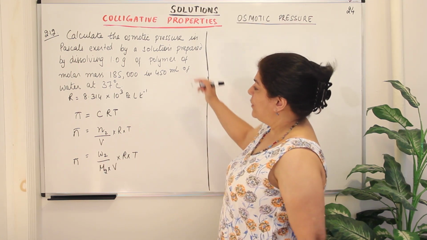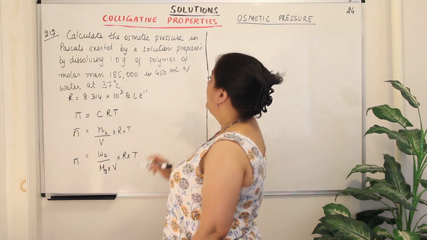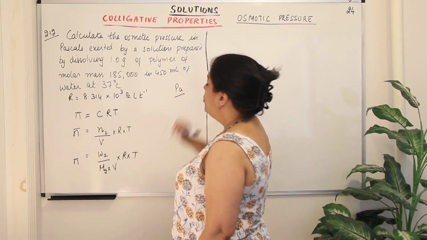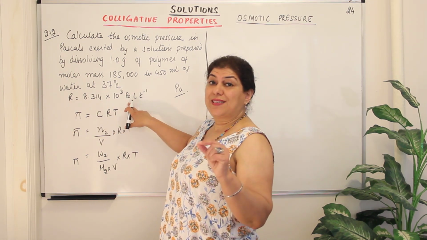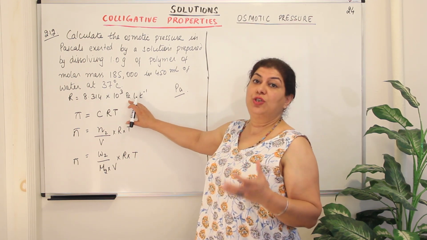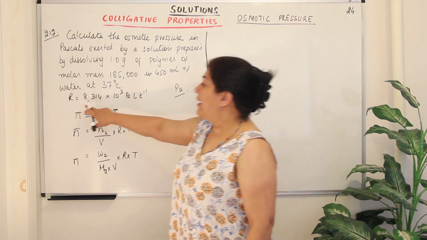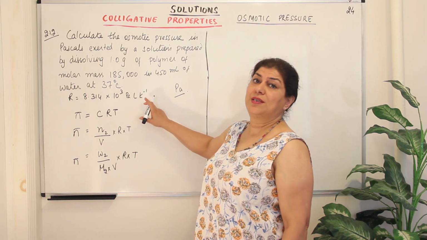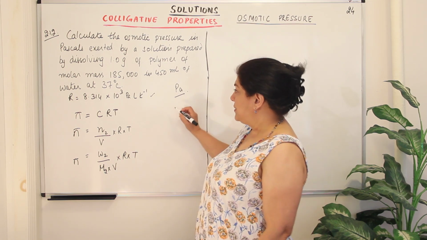Why have I done this? Because of what is given to us. We have to calculate the osmotic pressure, that is pi, in pascals. So when we use the gas constant, we should use that value in which the unit for pressure is pascals. When the unit of pressure is pascals, the value of R is 8.314 into 10 to the power 3 pascal liter per Kelvin. So this is the value of R that we'll be using, the gas constant.